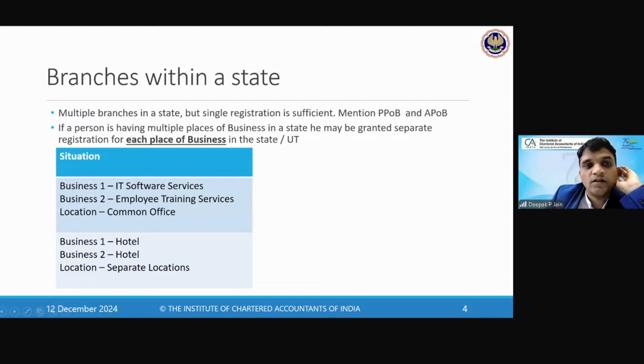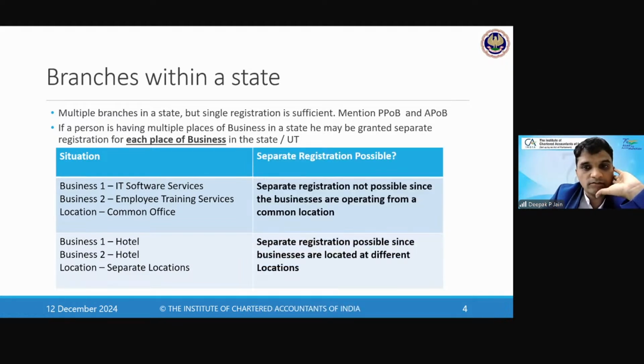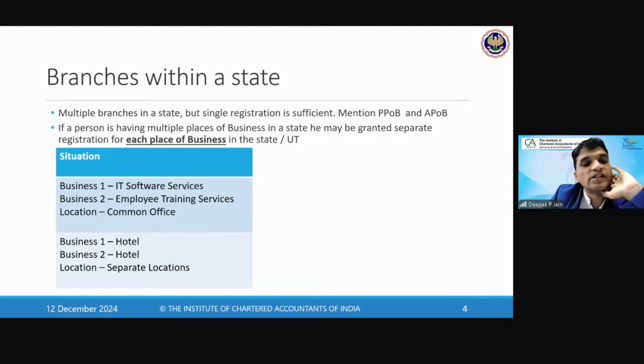Which means what? If a person is having multiple places of business in a state, then he may be granted separate registration for each place of business. For each place of business, he will be getting a separate registration. So, in situation 1, in this case, do you think separate registration is possible or no?